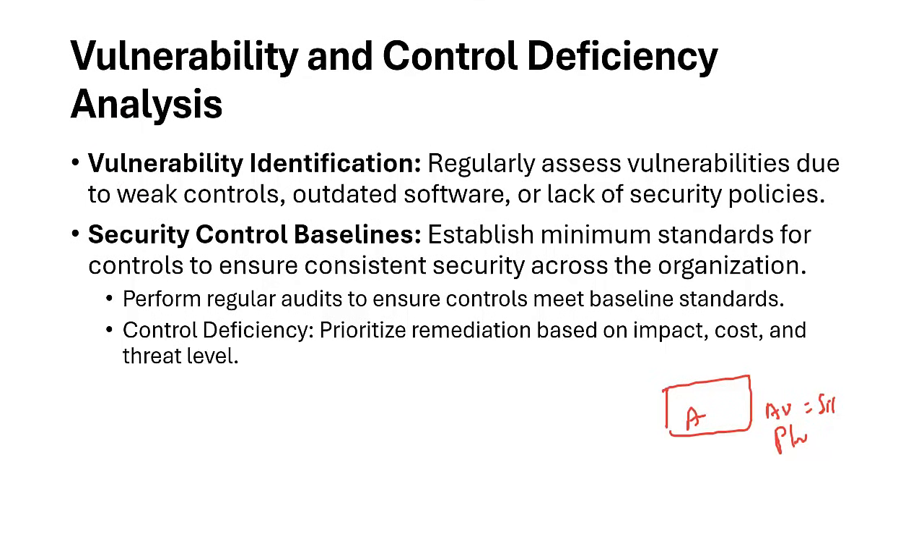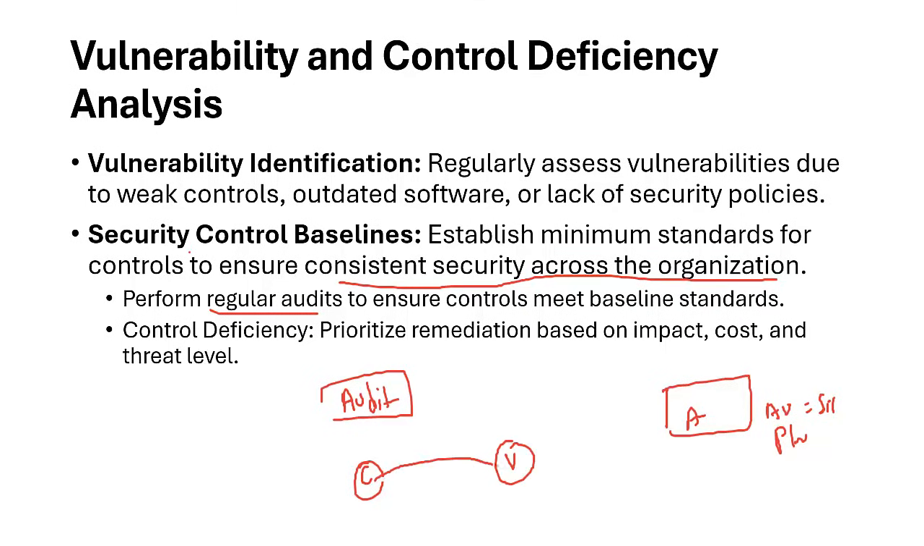So when you're talking about security control baseline, it establishes the minimum standard for controls to ensure consistent security across the organization. And how do we validate that? With the help of audit. So here one thing you need to understand is audit plays a very important role. Let's say, for example, we have a customer and here we have a vendor. Customer is looking for a cloud solution. Vendor has assured the customer we have adequate security controls.